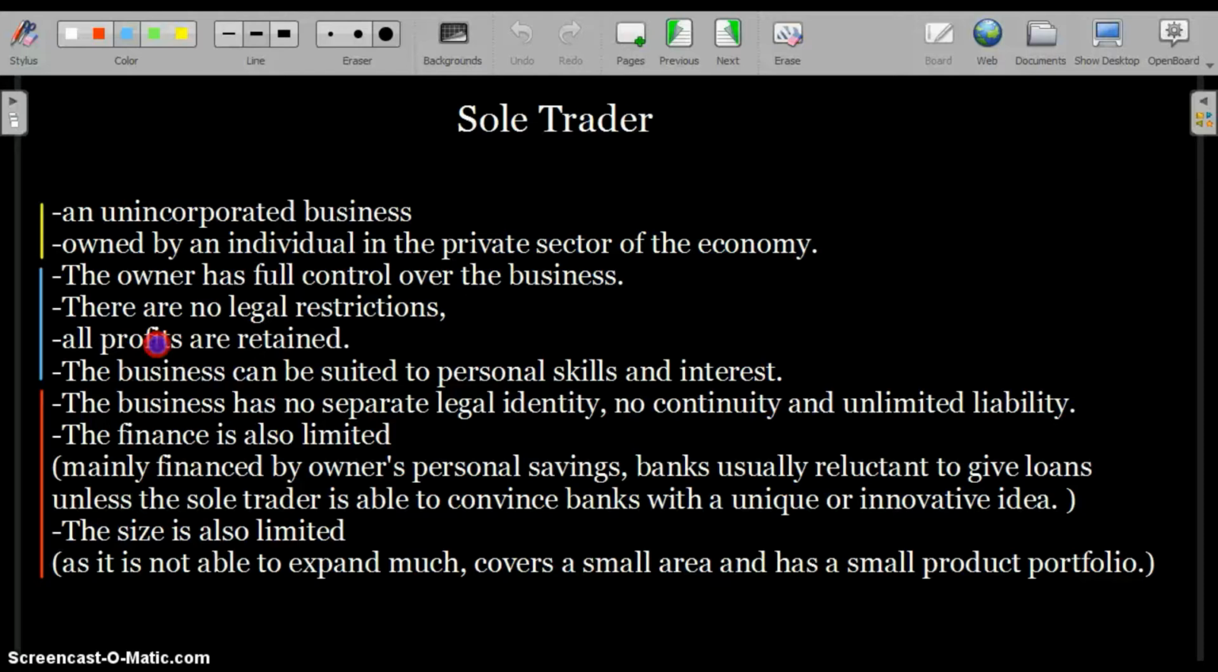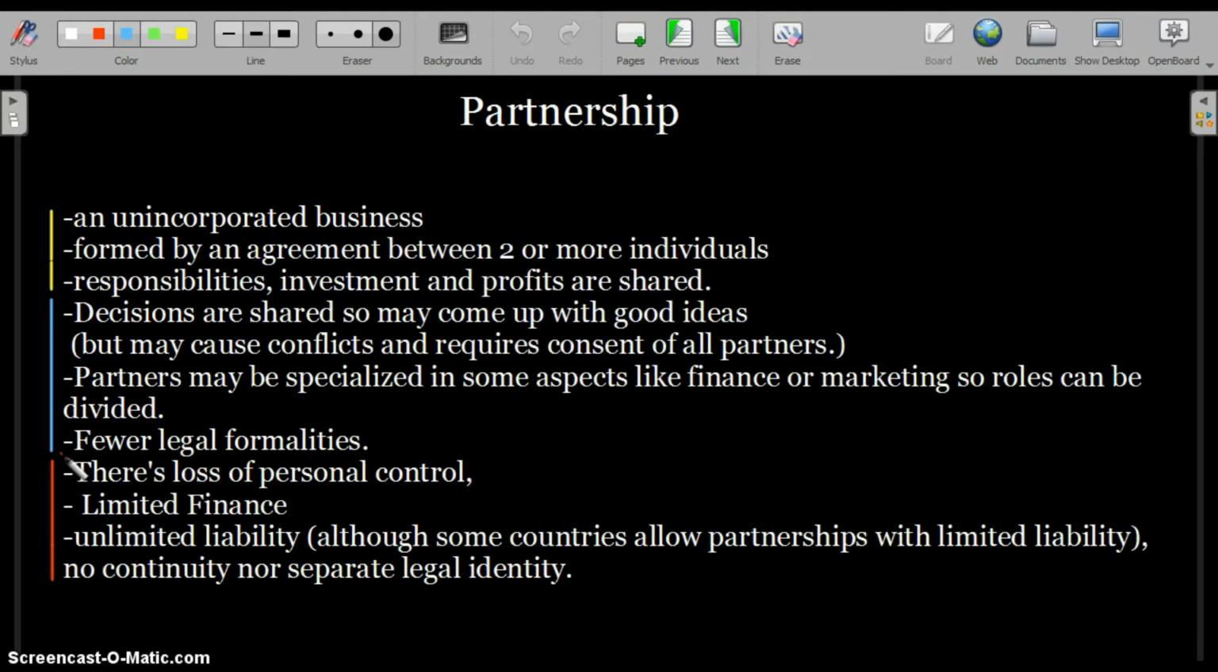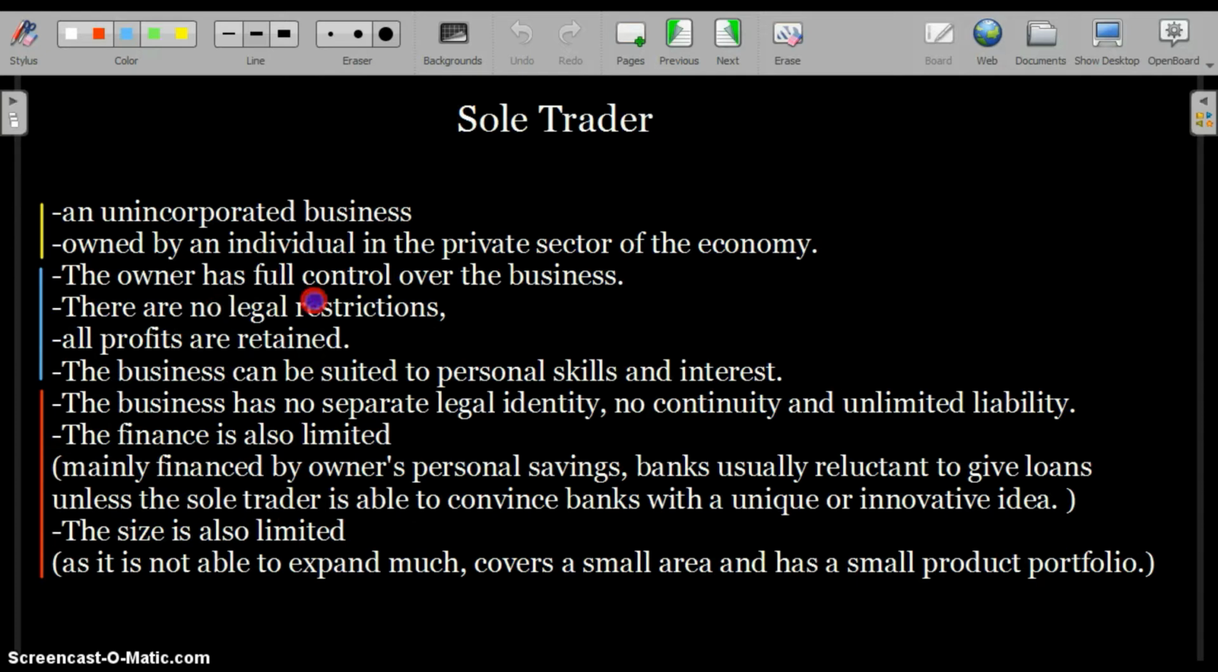So let's talk about what they are basically. This yellow point covers the definitions. Basically, blue points are the benefits and red are the drawbacks. Same over here. So a sole trader is basically an unincorporated business owned by an individual in the private sector of the economy. So there's just one owner of the business. There's just one person. Sometimes there are a few employees as well, but there's hardly 2 to 3 employees. Generally, there's just one person, the main owner of the business, who runs the business.